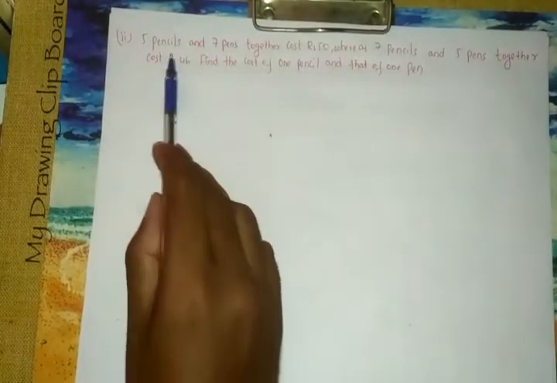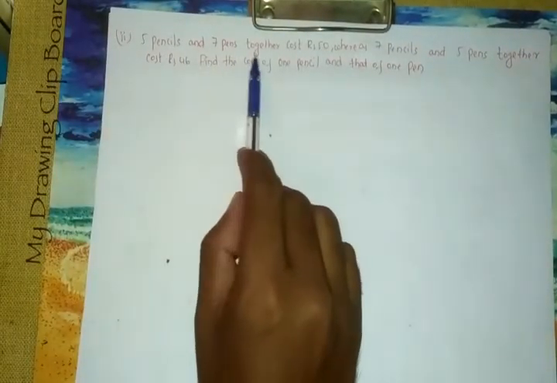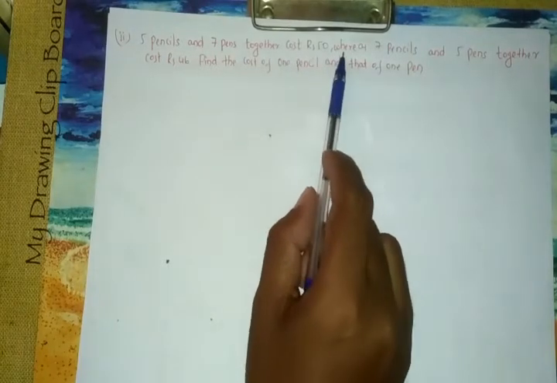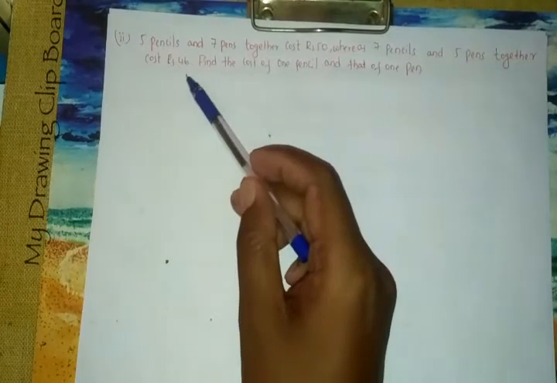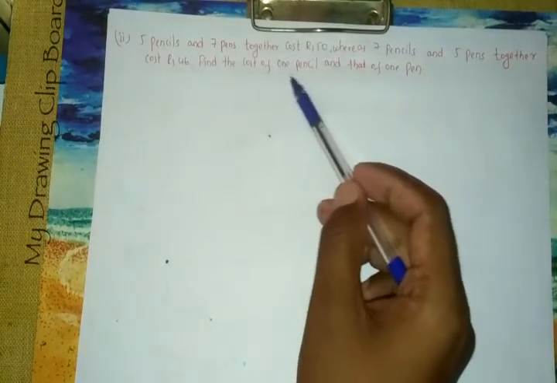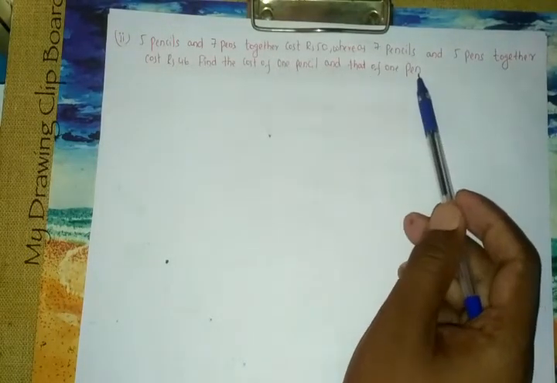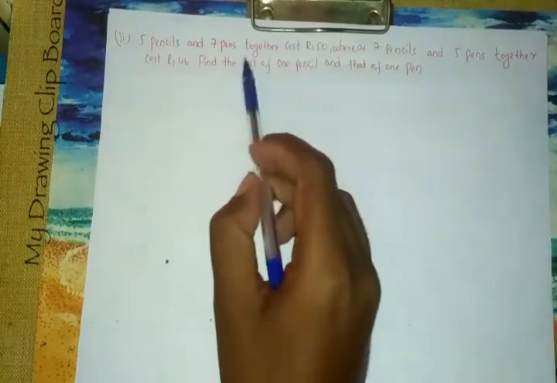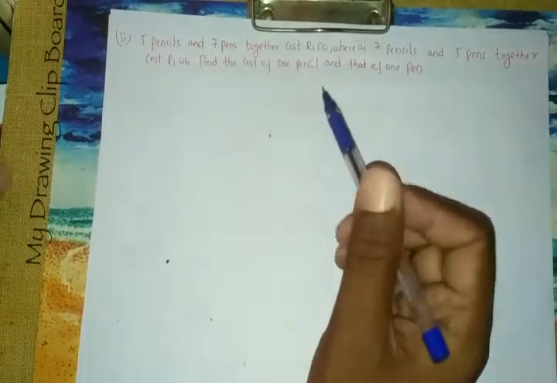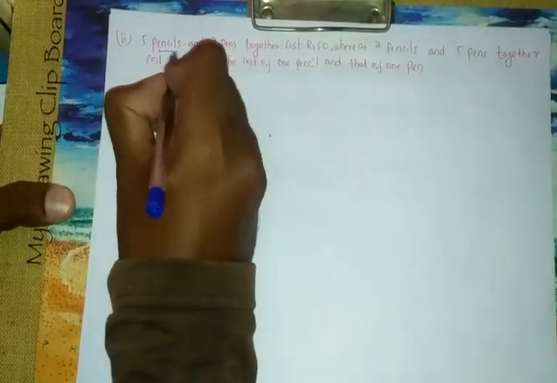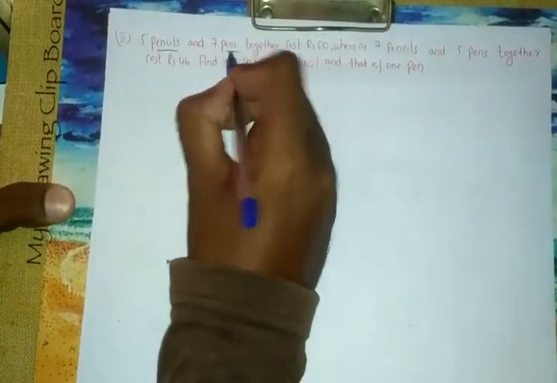Next question. 5 pencils and 7 pens together cost rupees 50, whereas 7 pencils and 5 pens together cost rupees 46. Find the cost of one pencil and that of one pen. In this question, let us identify the variables. Here the variables are pencils and pens.